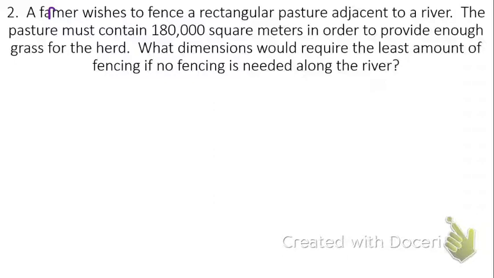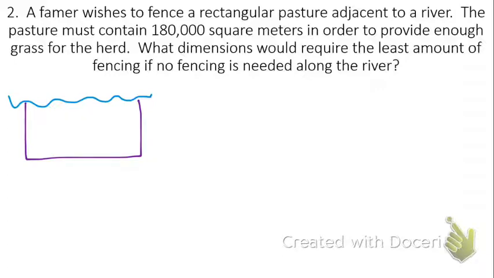Okay, so this one has fencing, and then there's a river. And they're not putting fencing on the river. I think the hardest part for me is understanding what it's saying. That's why we're going through the equations, because that is the hardest part.